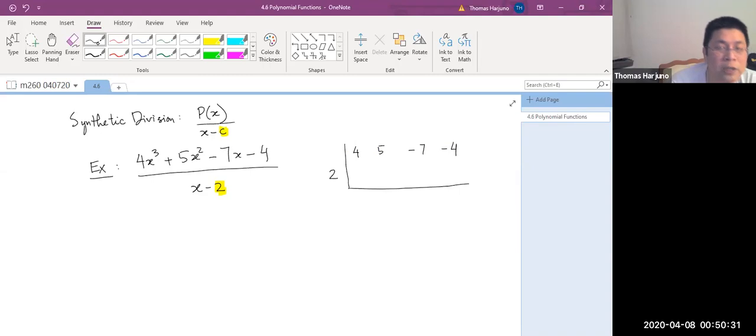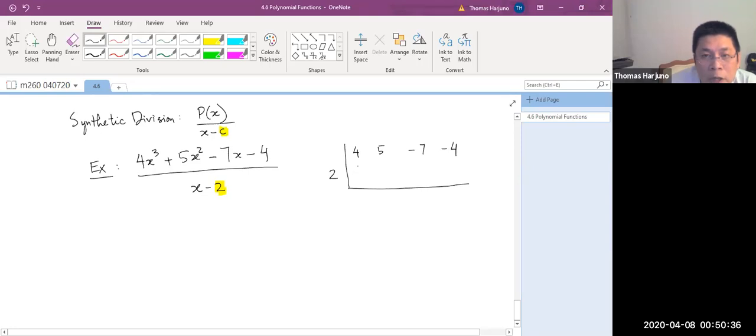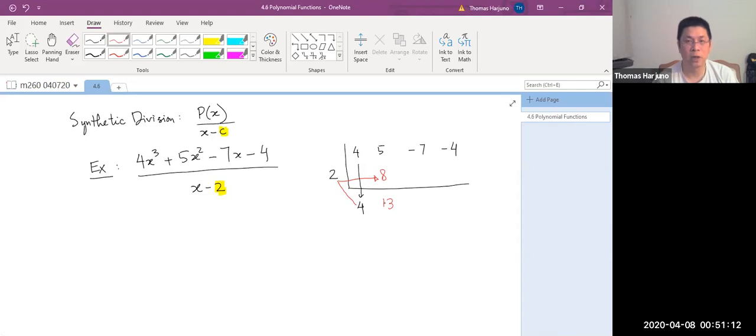Now, the procedure for synthetic division will be done in the following way. First, the first coefficient, the leading coefficient, will be copied down here all the time. And then 4 times 2, whatever the product, you put it here. What's that? That's 8. And then when you add, you get 13. Is it okay?